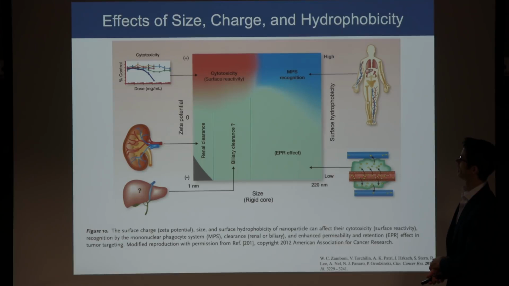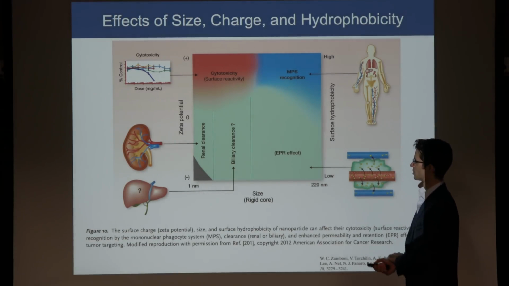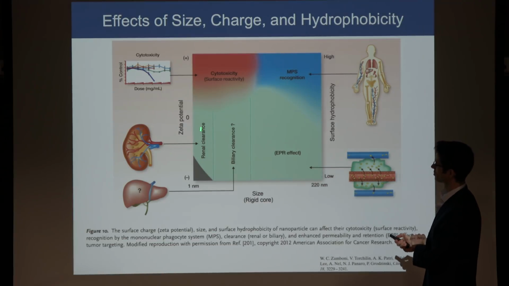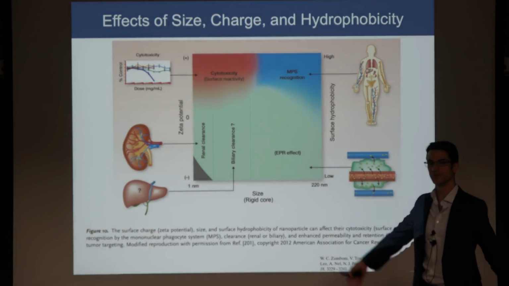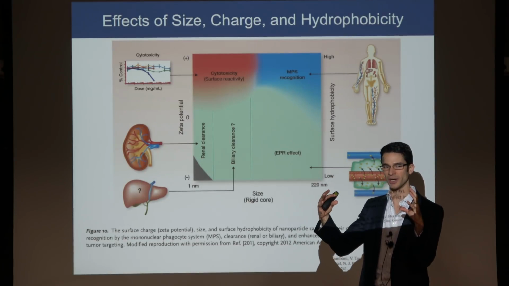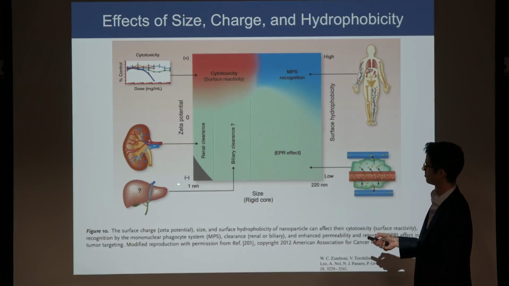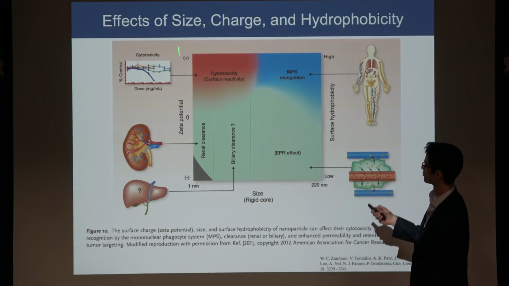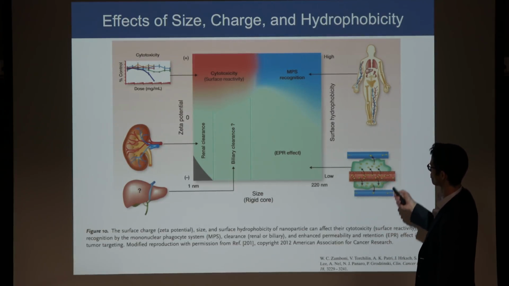Okay. Now here is a kind of a phase diagram which shows the zeta potential, which is, don't really worry about what that is. It's the potential difference between the aqueous environment and the edge of charge of a charged species. So charge: negative charge, positive charge, more negative charge, more positive charge. Then size on this axis, and then the other y-axis is hydrophobicity.